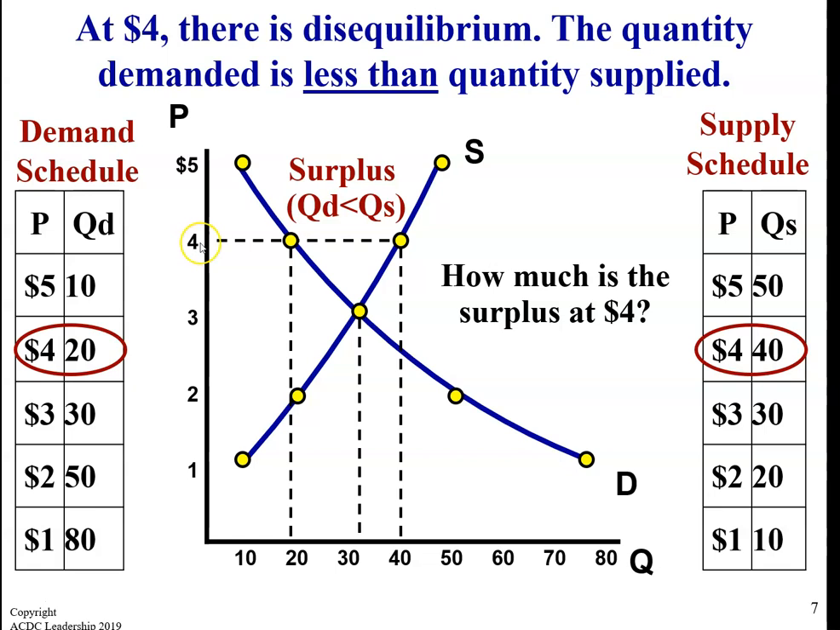At a price of $4, there's disequilibrium. The quantity demanded is less than the quantity supplied. How much is the surplus at $4? The answer would be 20. The difference between 40 and 20 is 20.